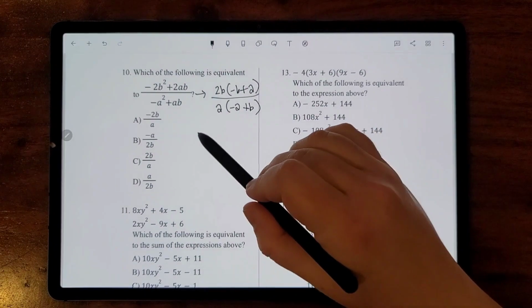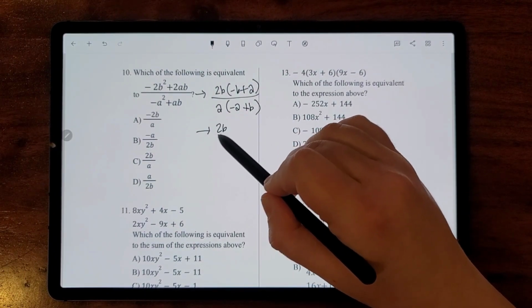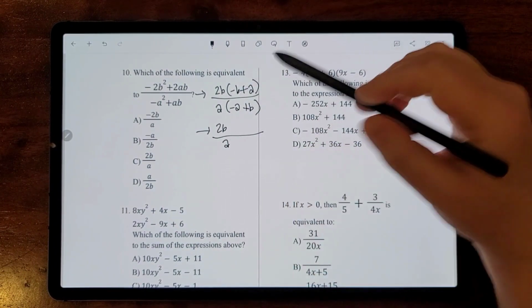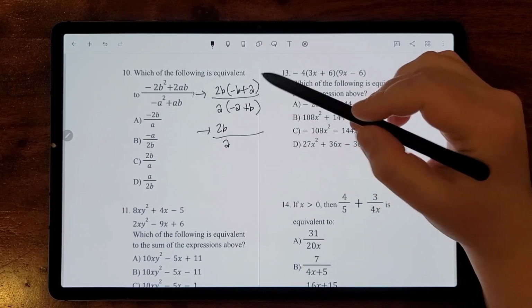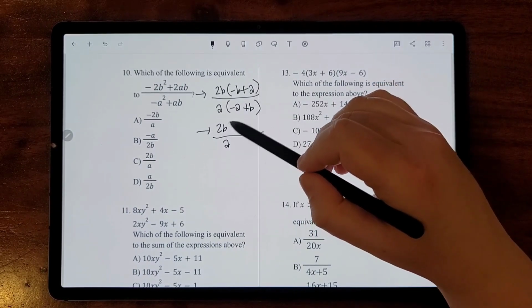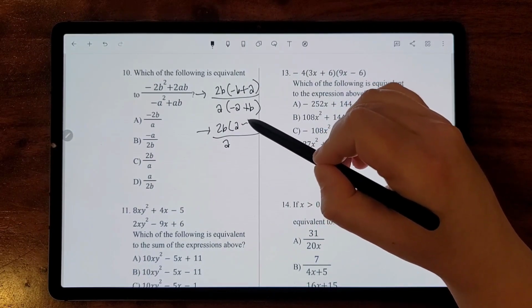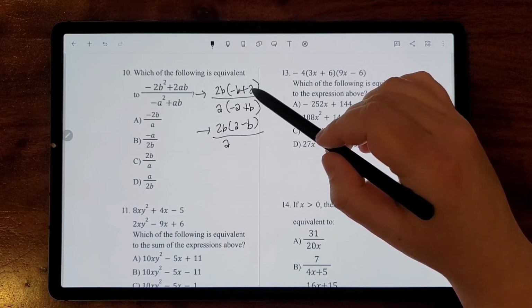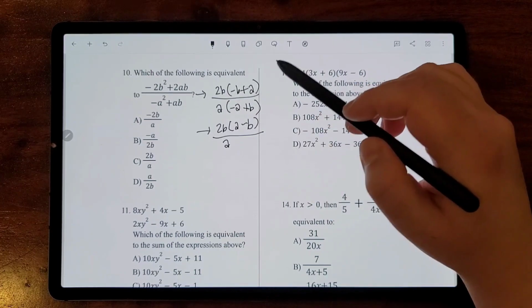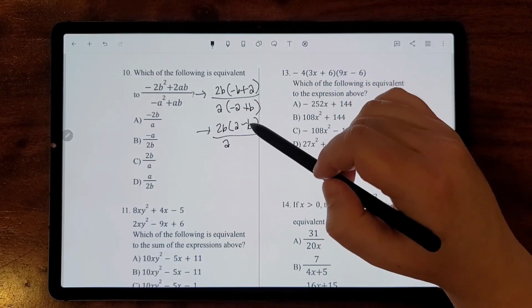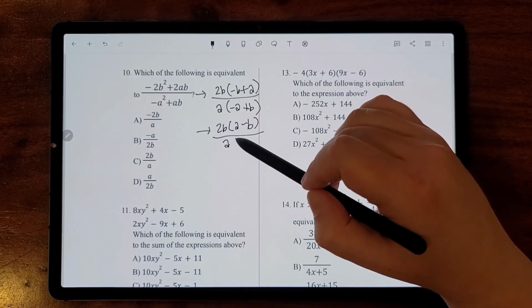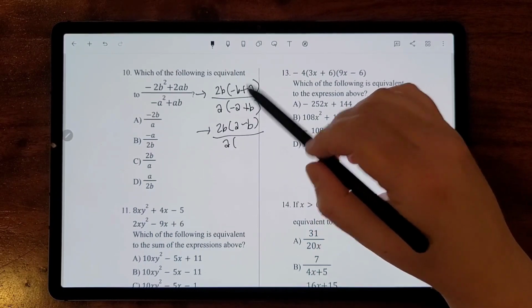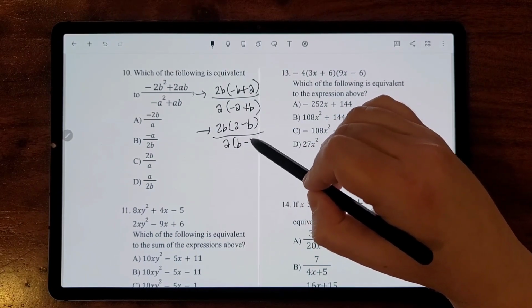Now, if I were to rewrite this, I'm going to keep the 2b and the a part the same. If I rewrite the parts in parentheses, another way of saying minus b plus a is that it's the same thing as a minus b, because if you add a negative number to a positive number, it's the same thing as subtracting it. So I can say it's just a minus b. Same thing over here. This is the same thing as b minus a.